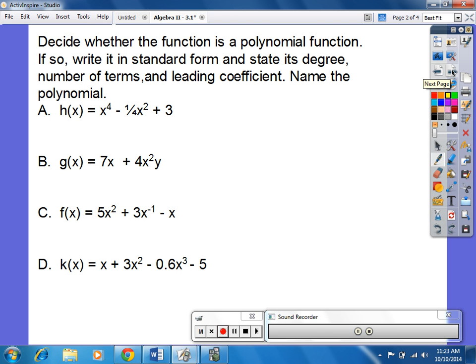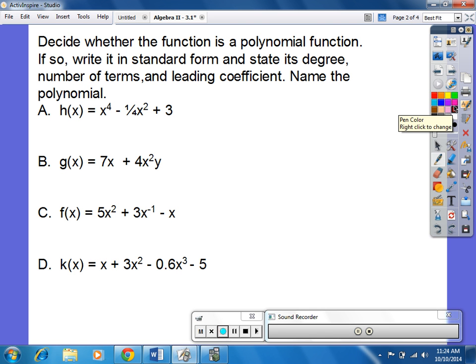The first thing we're going to do with polynomials is decide if the function is a polynomial. If it is, we are going to write it in standard form, state the degree, the number of terms, the leading coefficient, and name the polynomial. So I'm going to do these exercises for you. Watch so that you understand how to do your assignment.